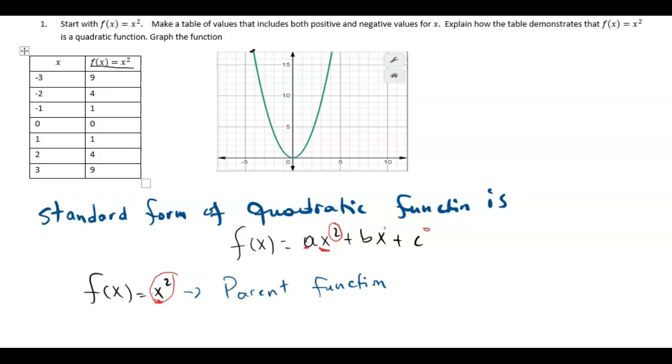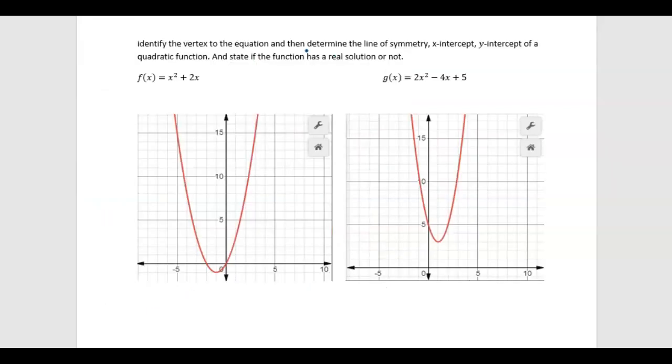Okay, in this case, a is 1, and b is 0, and c is 0. That's why there is no x term and there is no constant, because b and c are 0.